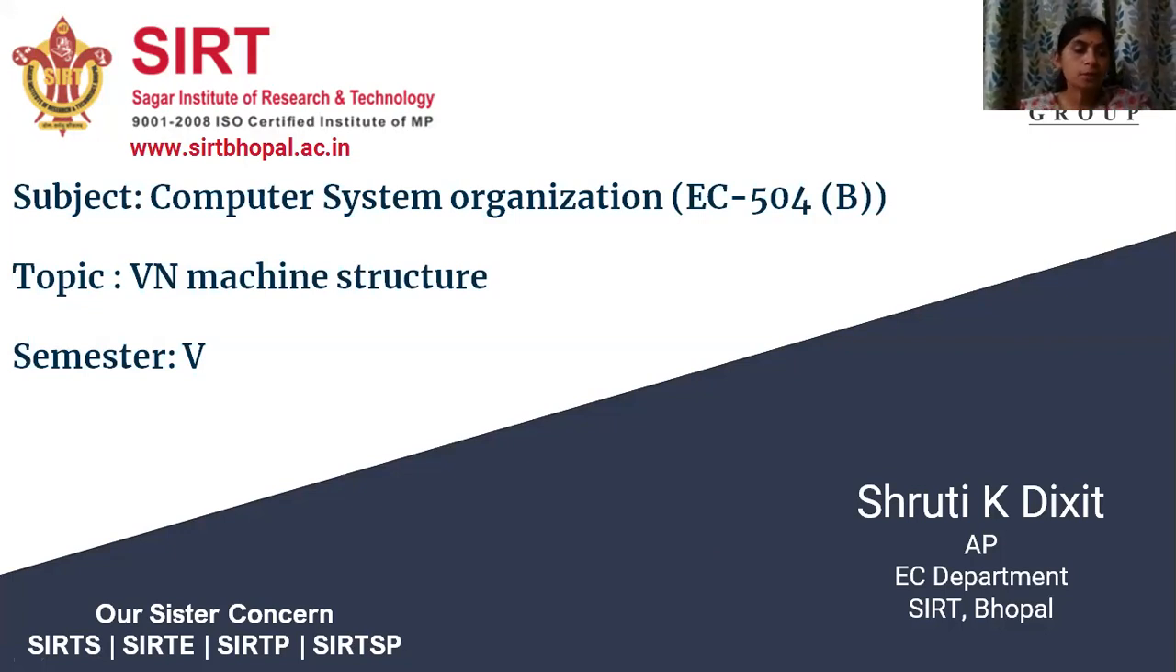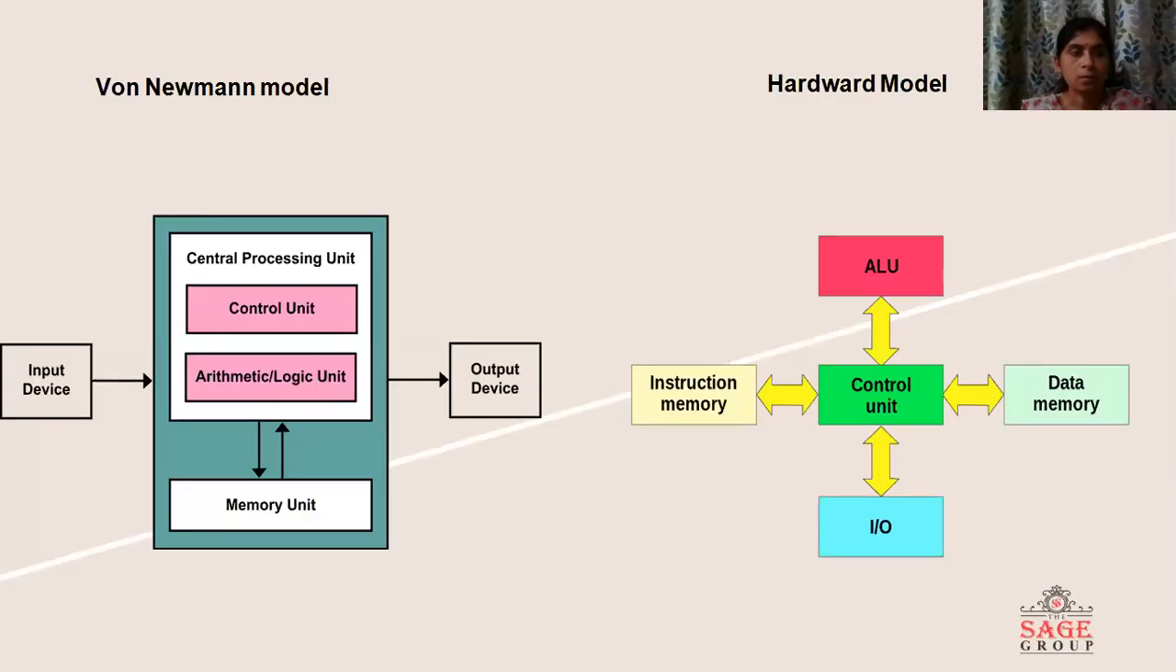Today we will discuss the von Neumann machine structure of computer system organization, subject EC 504. There are two types of models: the first invented model is the von Neumann model, and the second one is the Hardware model. These are the basic block diagrams of both models.